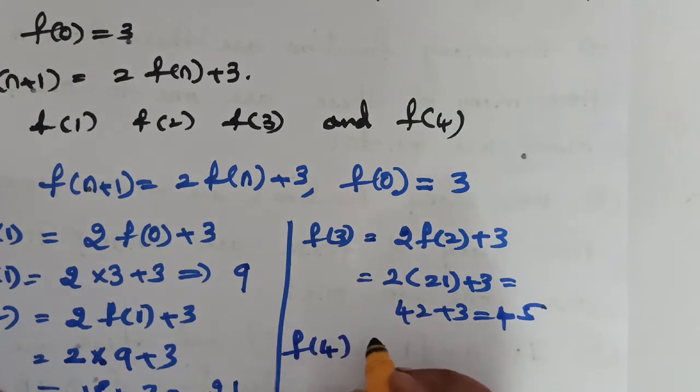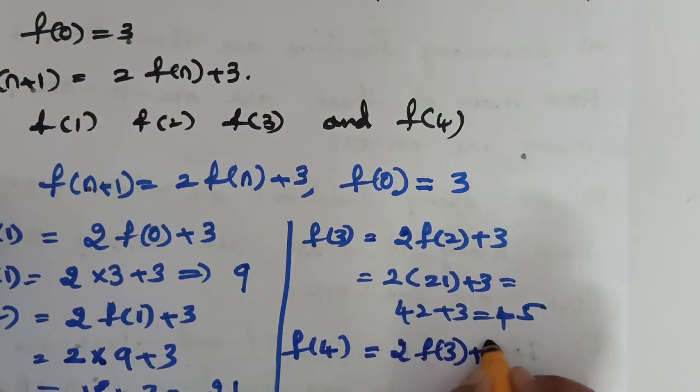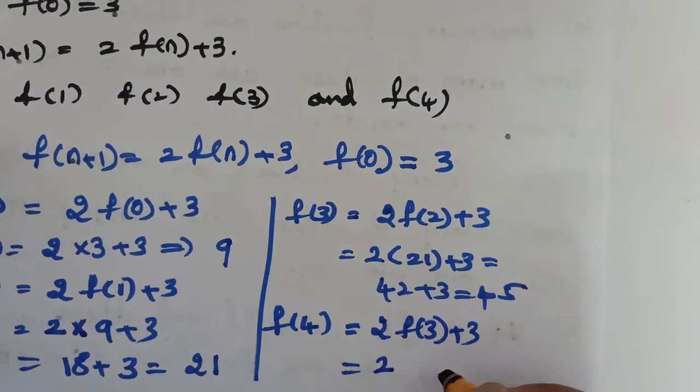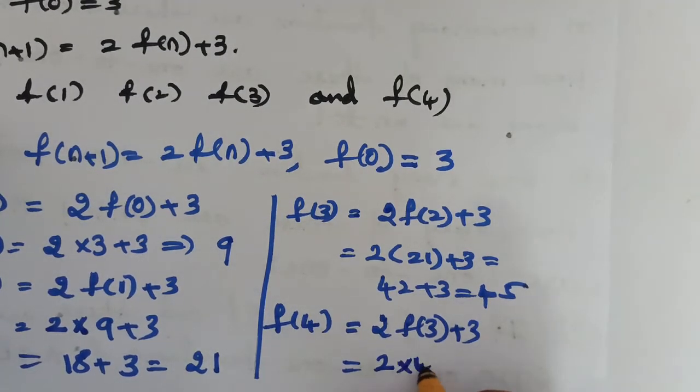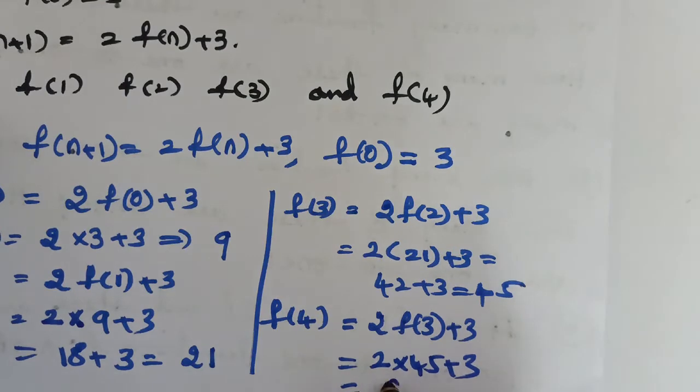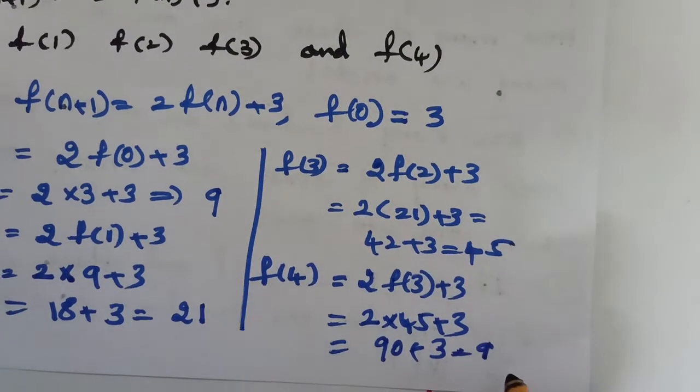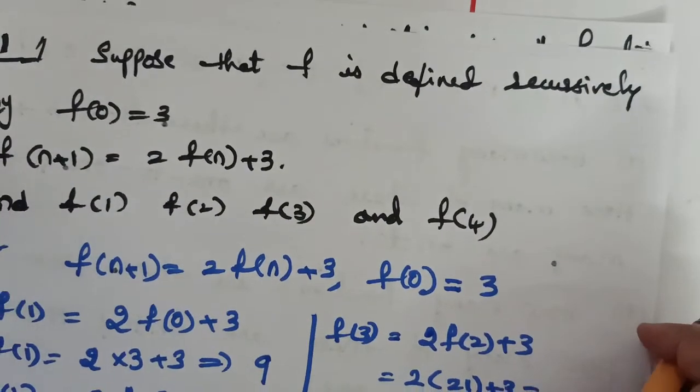Similarly, find out f of 4. F of 4 is 2 into f of 3 plus 3. This is equal to 2 into, where f of 3 is 45, plus 3. 45 into 2 is 90. 90 plus 3 is equal to 93. Okay, this is about the first problem.